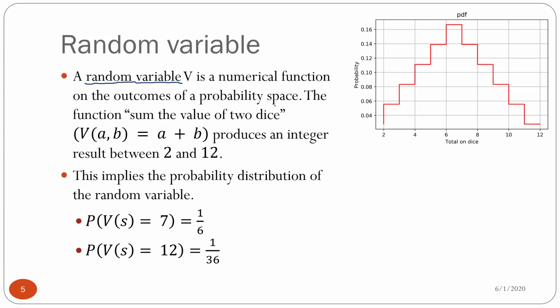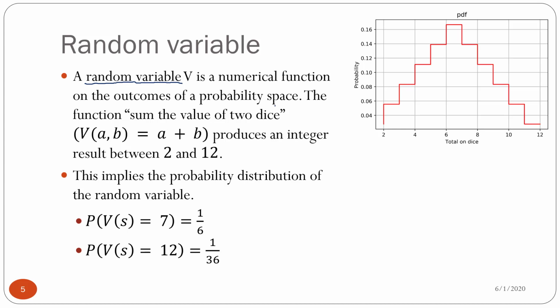Let's try to understand that from the example that we have here. The example that we are dealing with involves a pair of dice. We have two dice, one red, the other blue. We are rolling these two together. Now we have seen the sample space. The sample space has 36 different possibilities.